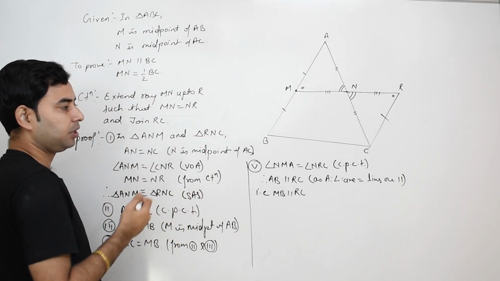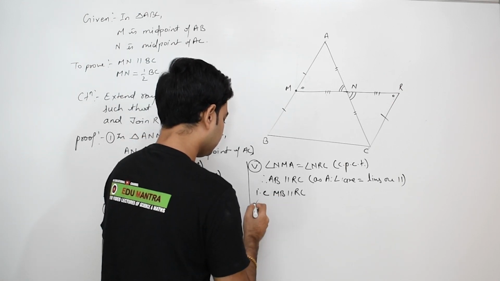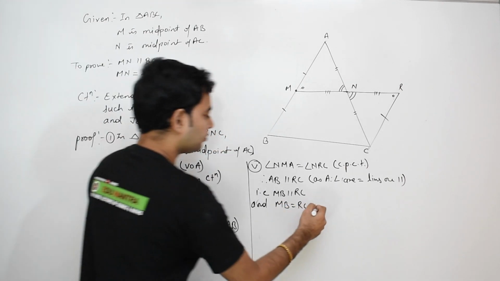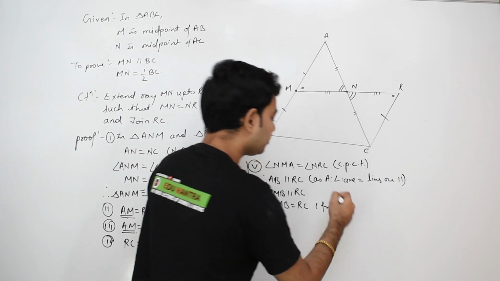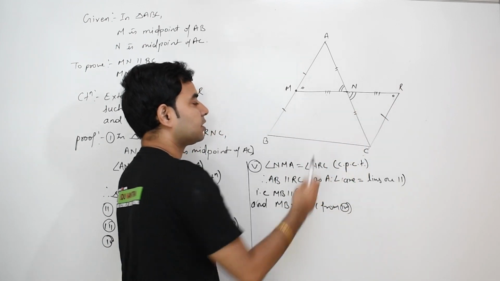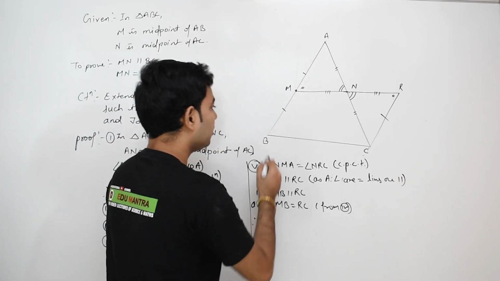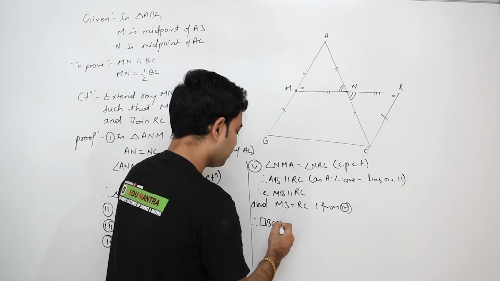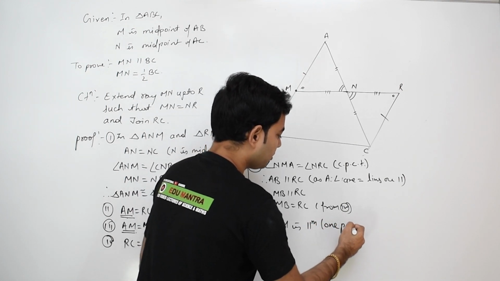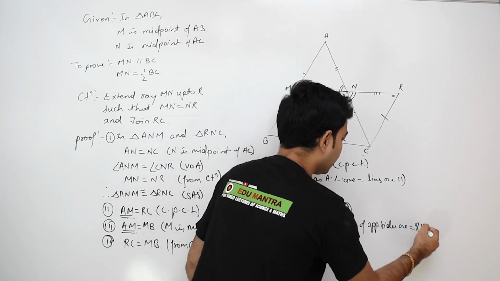MB parallel to RC दिया है, मिल गया, और मिला क्या था, MB is equal to RC, from fourth. So अब देखिए quadrilateral BCRM में one pair of opposite sides is parallel as well as equal, then quadrilateral is parallelogram. Therefore, quadrilateral BCRM is parallelogram, as one pair of opposite sides are equal and parallel.